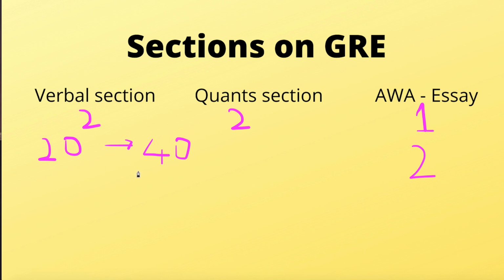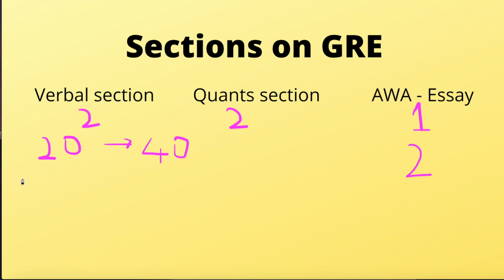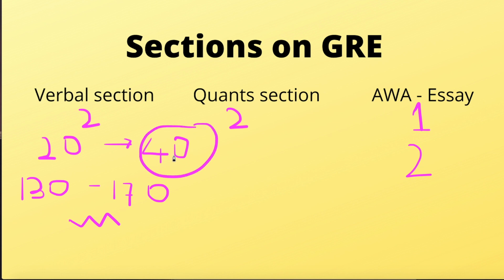I'll be first discussing the verbal section and how the scoring is done on this section. Then I'll be moving on to quants, and lastly I'll be discussing analytical writing assessment. The minimum score in the verbal section is 130 and the maximum score is 170. So as you can see, there is a 40-point gap between minimum and maximum score, and so are the number of questions. What students generally end up assuming is that one question equates to 1 point. However, this is not how the GRE scoring algorithm works. This is incorrect and I'll be discussing the correct algorithm now.